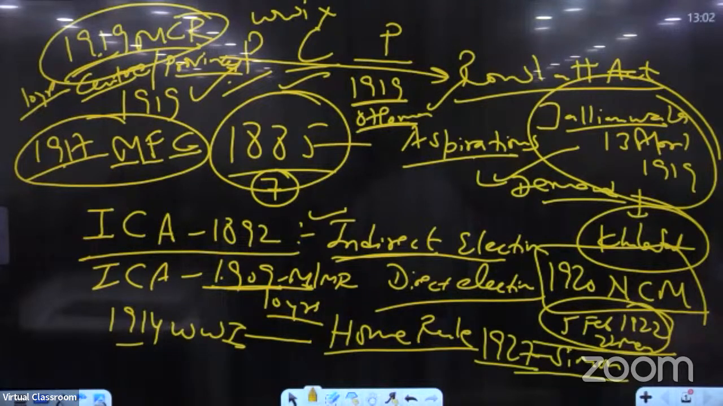Cripps came, met Indian leaders, and said, if you help us in the war, after the war we will give you a constituent assembly. You can write your constitution, but you will remain under Britain. But in a very limited manner, you will become a dominion. Gandhi said, see, Mr. Cripps, this is a post-dated cheque. This is a very famous statement asked many times in questions. Gandhi called it a post-dated cheque.